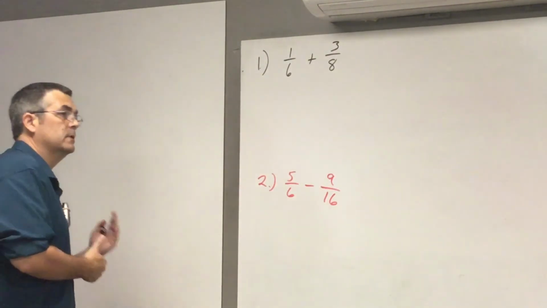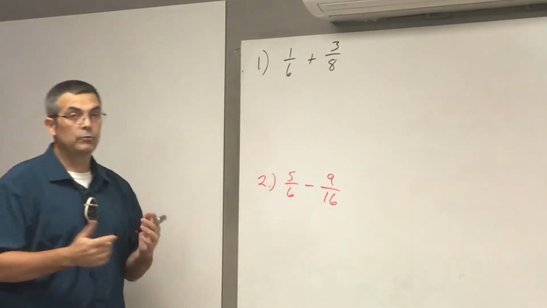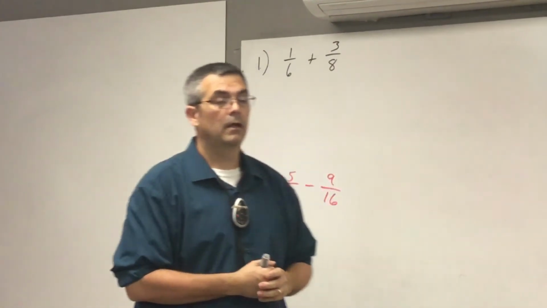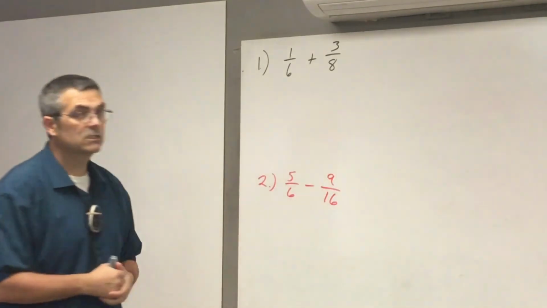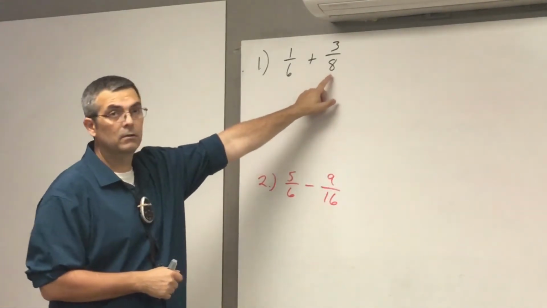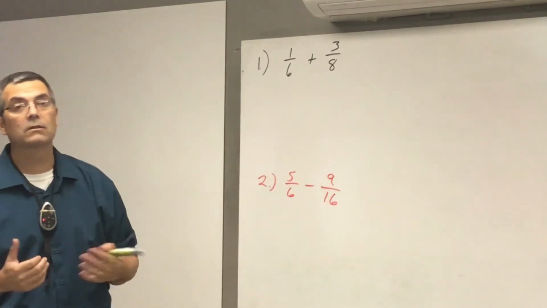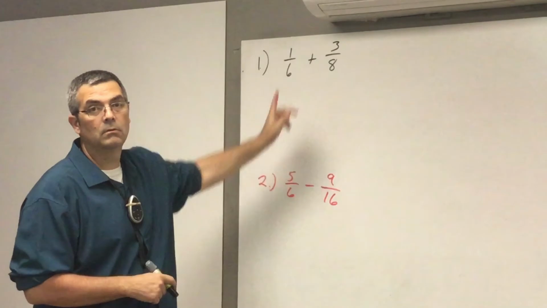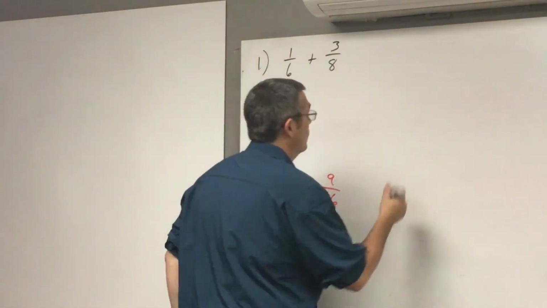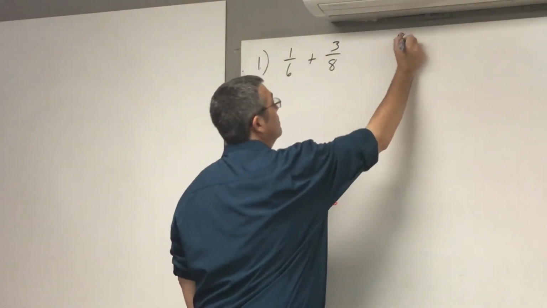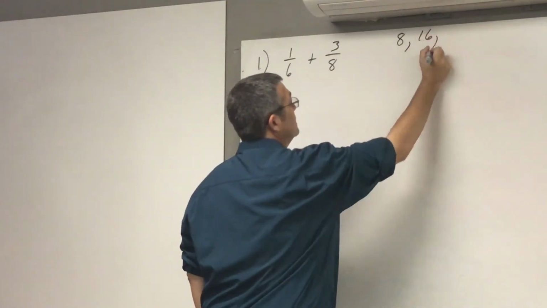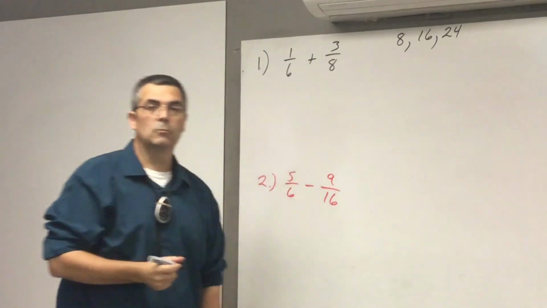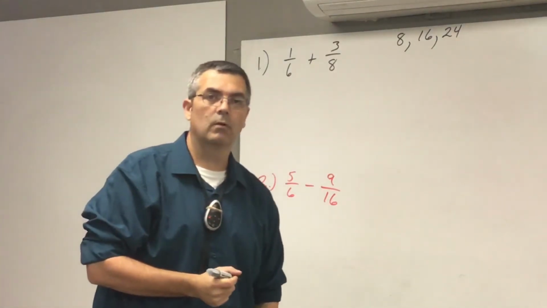You need a common denominator. Now, you can multiply these two things together and you'll get a common denominator every time. But what I suggest is you take the larger of the two denominators and list out the multiples until you get one that this one divides into. Okay? So that's what you're looking for. So 8, 16, 24. Oh, wait. Can't you multiply a number times 6 to get 24?